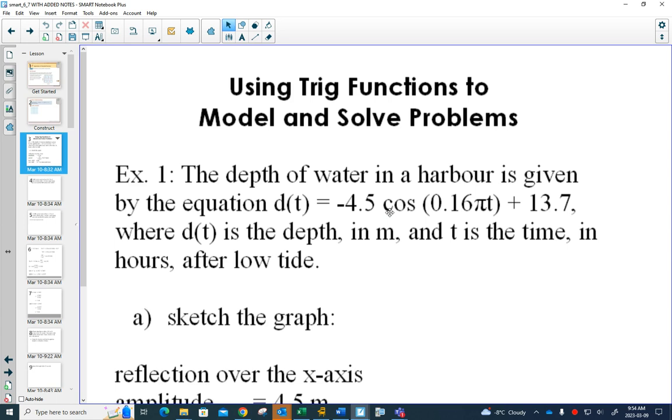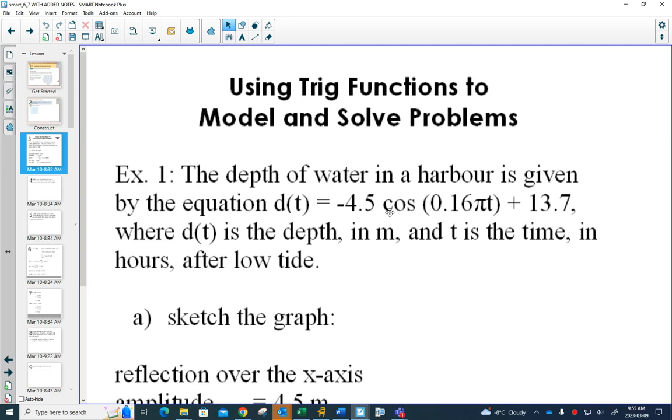So sometimes we get a question where the model is already provided. Here's an example. Depth of water in a harbor is given by this equation. The reason this is a sine or cosine graph is because tides repeat themselves. The tide comes in, the tide goes out. The tide comes in, the tide goes out. And any process that repeats itself like this will be a sine or a cosine graph.